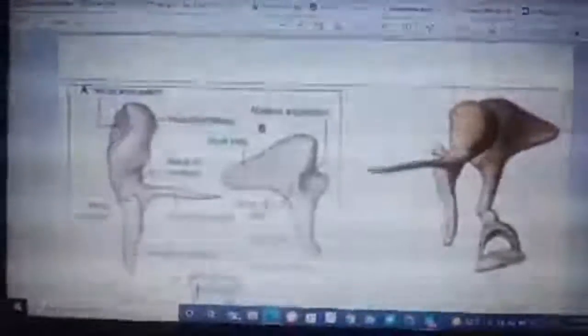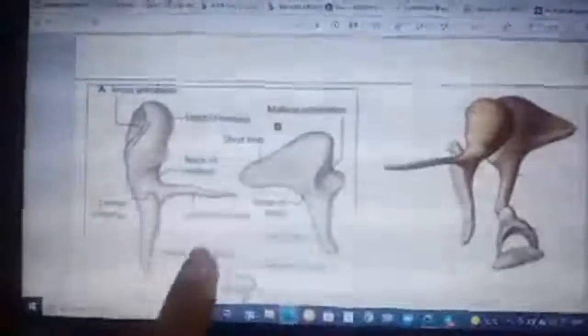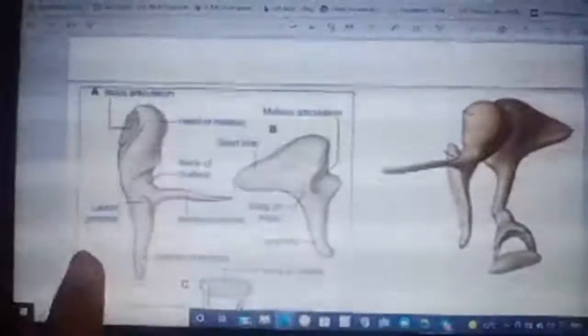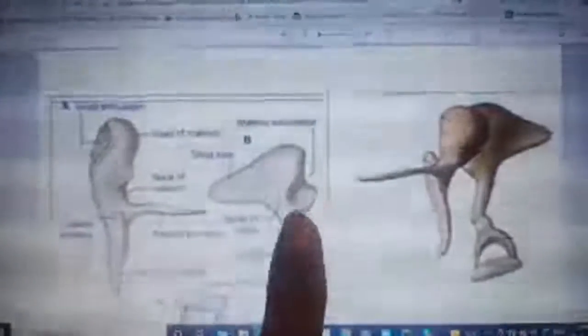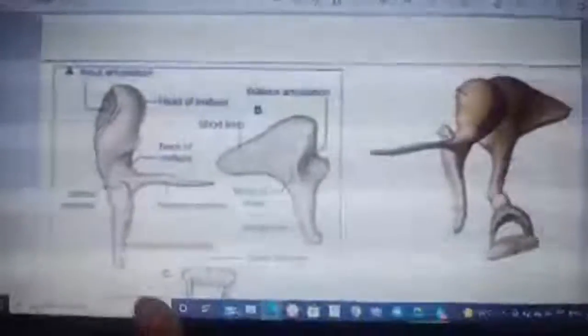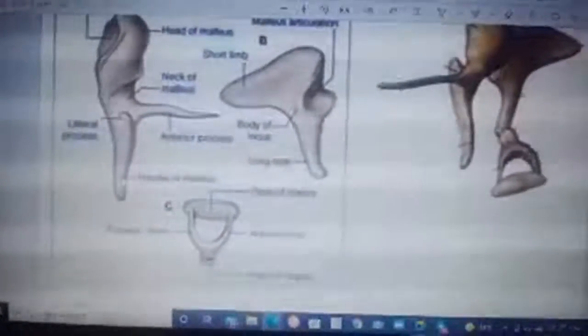You can see in the diagram this is the incus, with articulation occurring at the malleus head. There is the neck of malleus, the anterior process, lateral process, and the handle of malleus. Malleus articulation, short limb, body of incus, long limb, the base of stapes, posterior limb and the anterior limb.